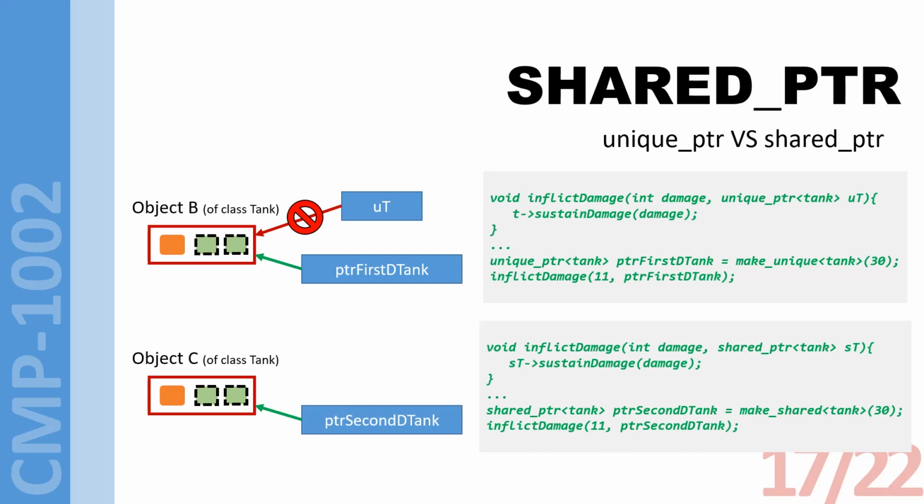When it is passed into the inflict damage function, a new pointer is created as ST, and ST will also be referring to that same object. But the good thing about the shared pointer structure is that it counts how many pointers are pointing at the same object. At the end of the inflict damage function, ST is a local variable, similar to int damage, so ST will be destroyed.